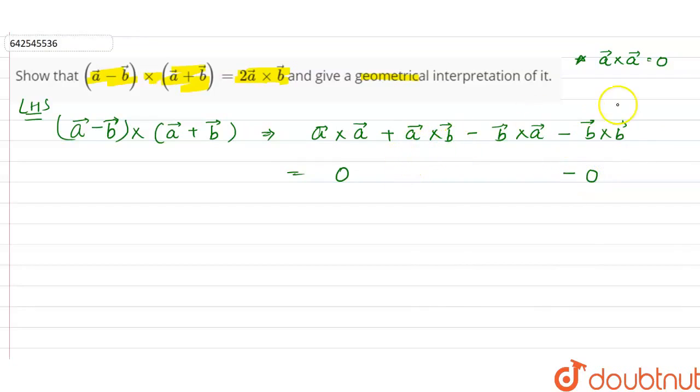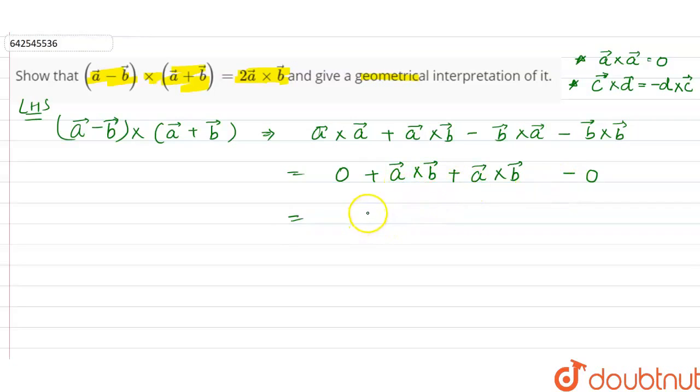Now, a vector cross b vector. If there are two vectors, c vector and d vector, then c vector cross d vector can be written as minus d vector cross c vector, right? If we exchange the position of the two vectors, it will be negative. So minus b vector cross a vector can be written as plus a vector cross b vector. So it will be 0 minus 0, 0.